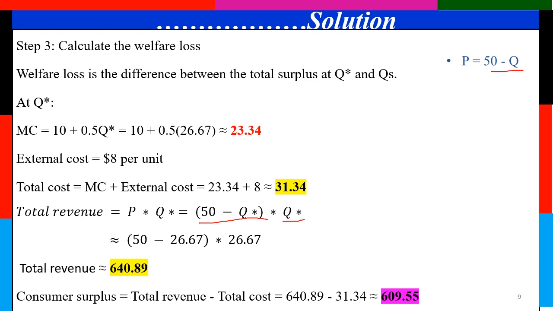50 minus Q star, the output at equilibrium. At equilibrium, quantity is how many? We already calculated it. It is 26.67.